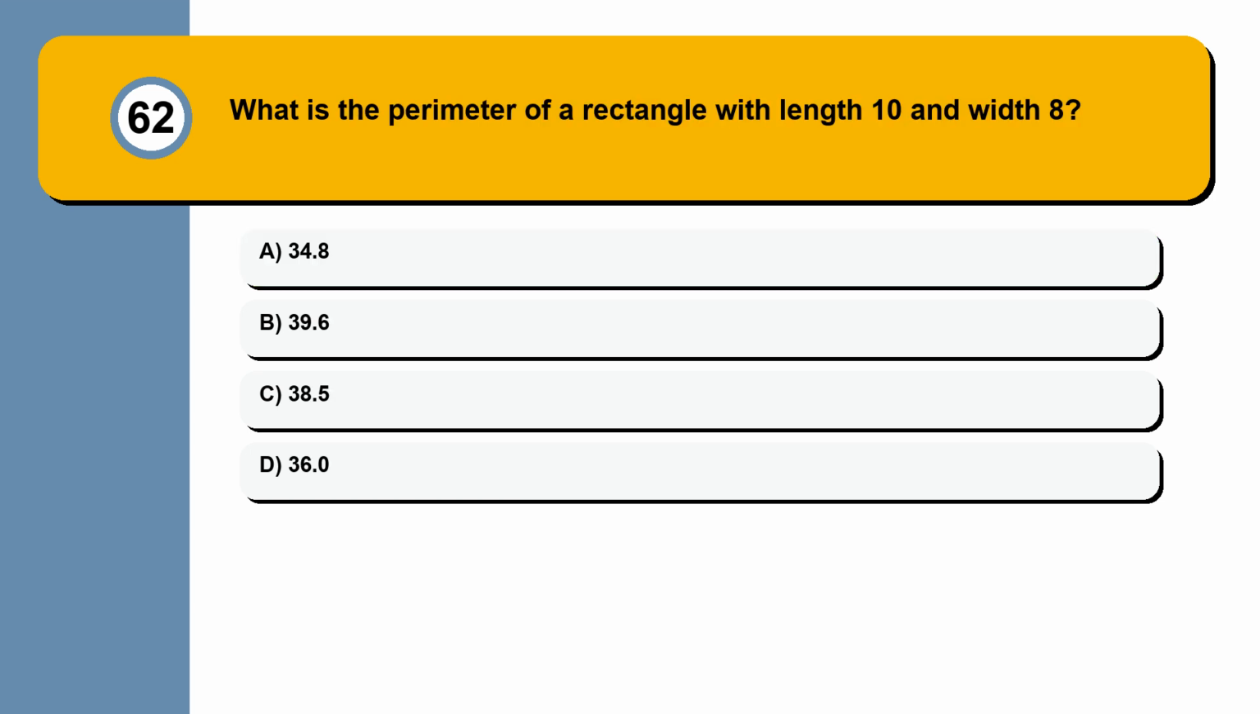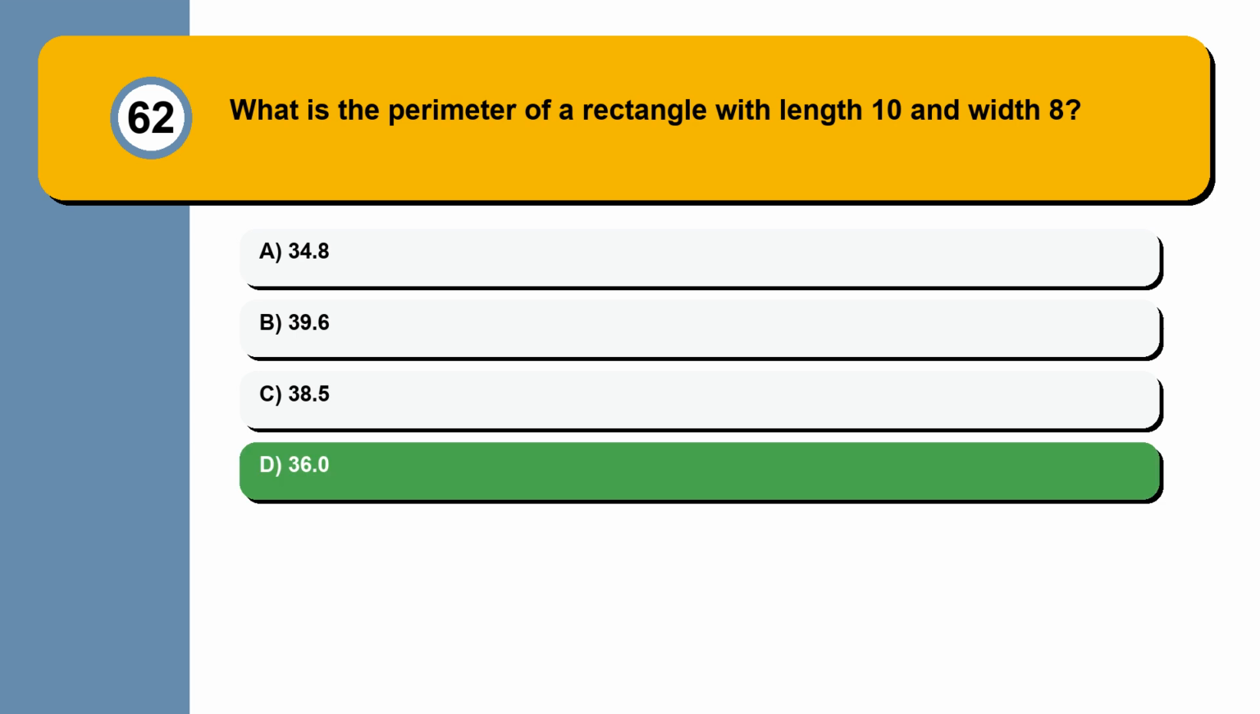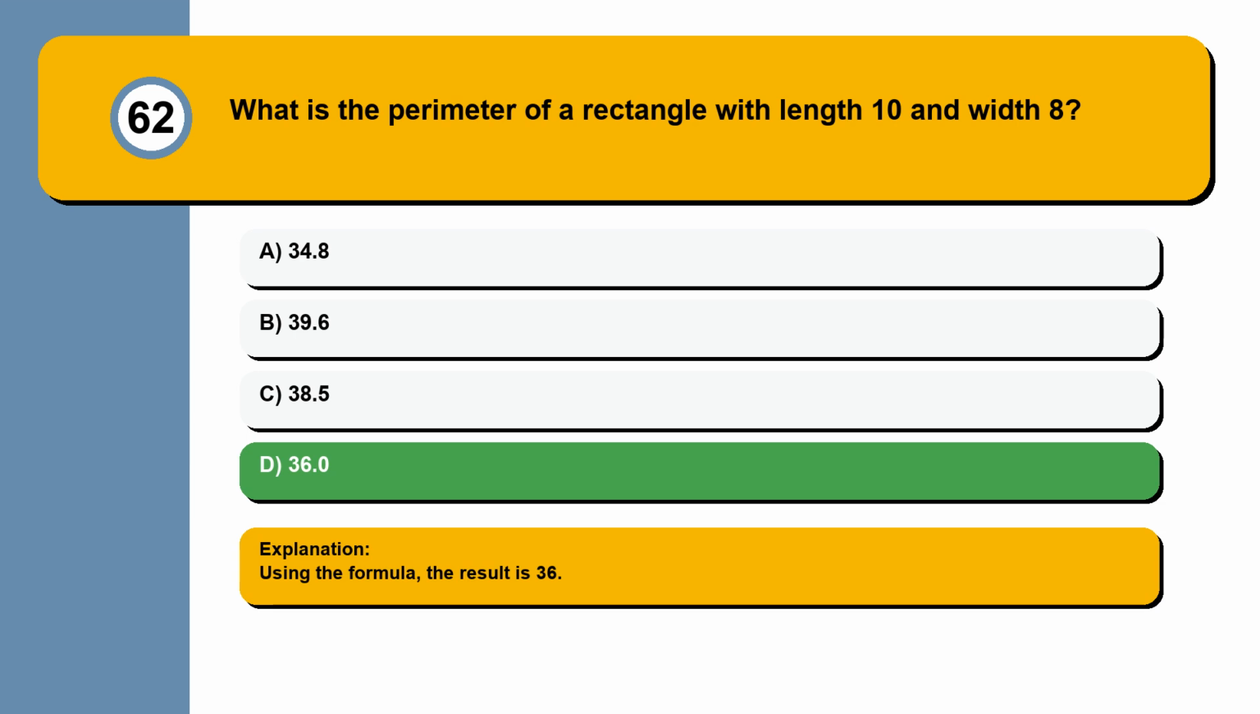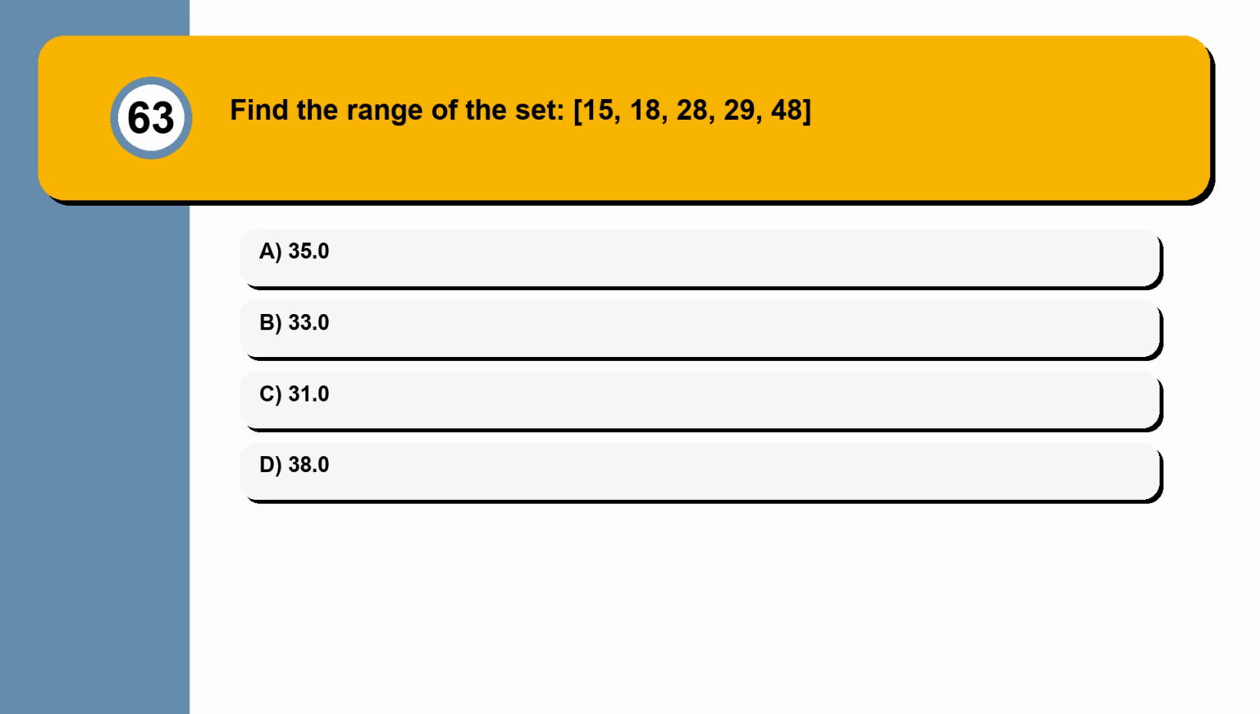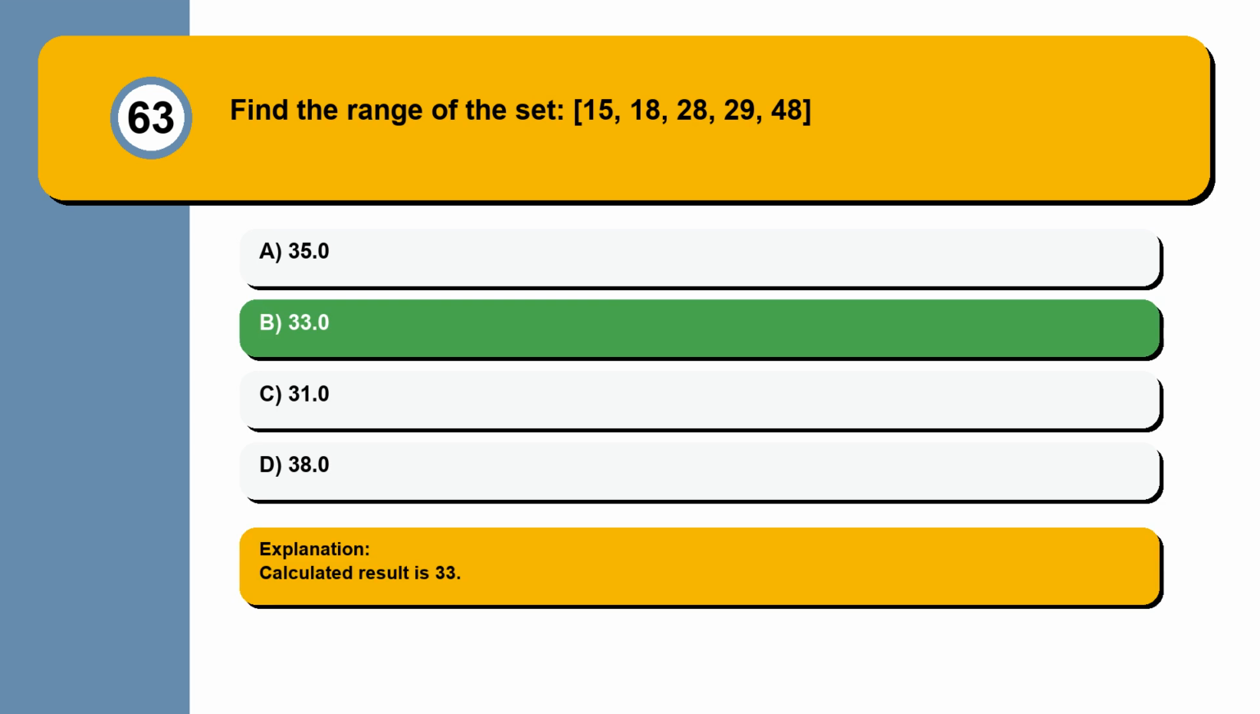Question 62. What is the perimeter of a rectangle with length 10 and width 8? 34.8, 39.6, 38.5, 36.0. Using the formula, the result is 36. Question 63. Find the range of the set 15, 18, 28, 29, 48, 35.0, 33.0, 31.0, 38.0. Calculated result is 33.